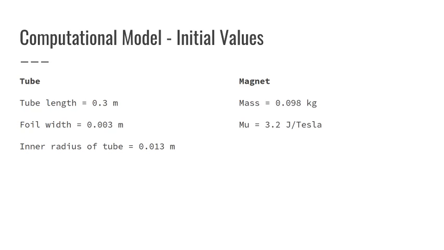Having completed the experiment, the next step was to create a program to model the output. The first step here was to input the initial conditions into the code. The foil's tube length was 30 centimeters, and as we just discussed, the foil on the tube was only 3 millimeters thick. The inner radius of the tube was 1.3 centimeters. For the magnet, I measured the mass to be 98 grams, and from Lab 3, the magnetic dipole moment was 3.2 joules per Tesla. This is another point which I think may cause an issue in the model, as I remember this value being potentially inaccurate.